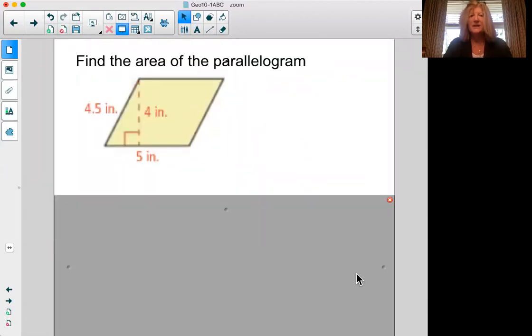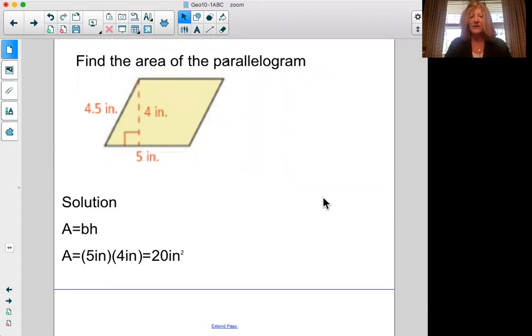So pause, find the area, and then press play. I need a base and a height that are perpendicular. So for this problem, I'll use 5 times 4 and get my area.